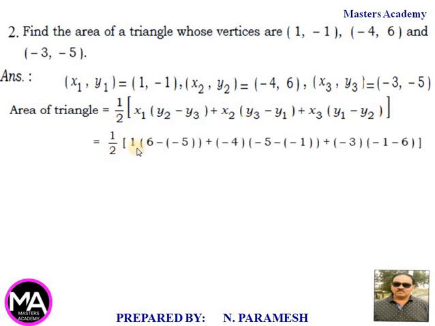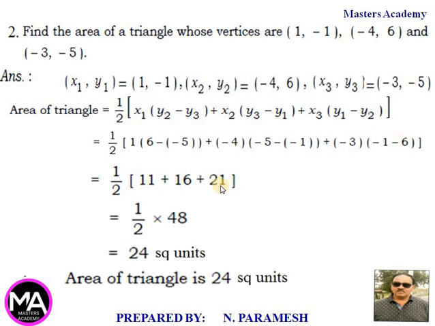Substituting the values, 1 by 2 mod of [1(6 minus (minus 5)) plus (minus 4)(minus 5 minus (minus 1)) plus (minus 3)(minus 1 minus 6)] mod close is equal to 1 by 2 [1 times 11, that is 11, plus (minus 4)(minus 4), that is plus 16, plus (minus 3)(minus 7), that is plus 21] is equal to 1 by 2 (11 plus 16 plus 21) is equal to 48 by 2, 24 square units. Therefore, area of triangle is 24 square units.